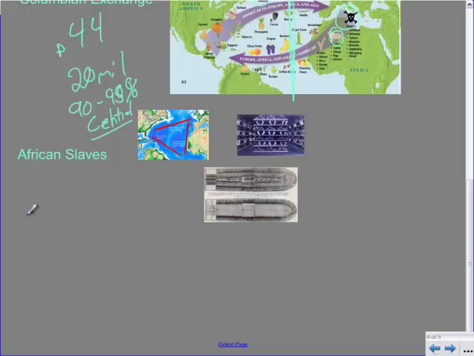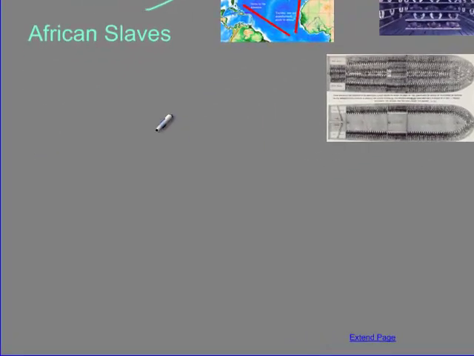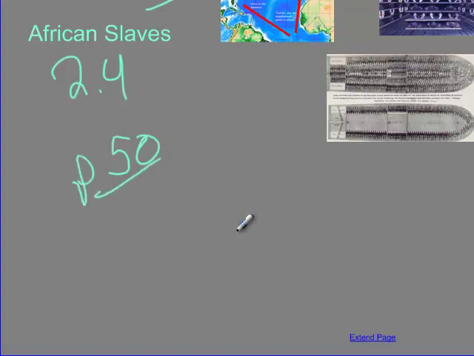This is going to be found in chapter 2, section 4, and that's going to be on page 50, is really what I want you to key in on. There are 4 main reasons why the Spanish start using African slaves on their sugar plantations instead of Native Americans. And like I said, it's on page 50.